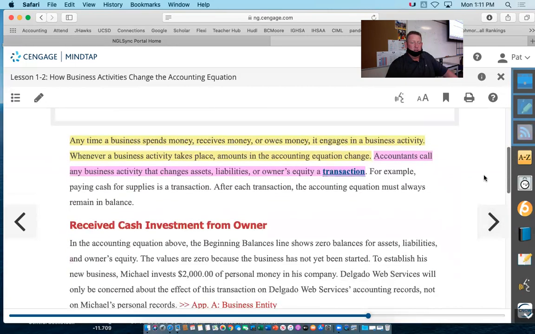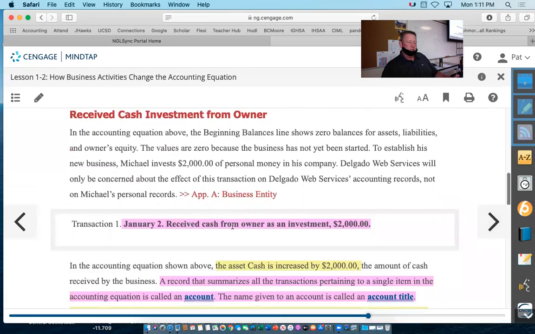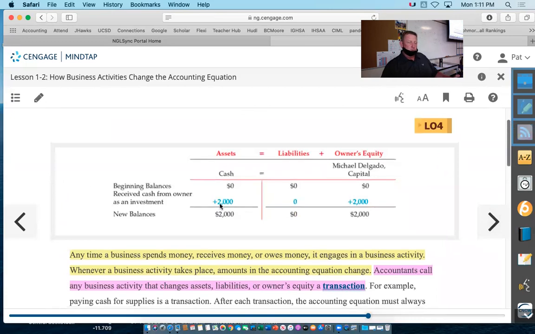It says here, anytime a business spends or owns money, engages in business activities, this business activity we need to record. The accountants call any business activities, changing assets, liabilities, a transaction. So we're going to have a transaction that will say they receive cash from the owner. We have to start this business. So the owner puts $2,000 in.